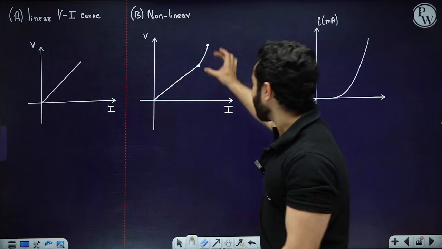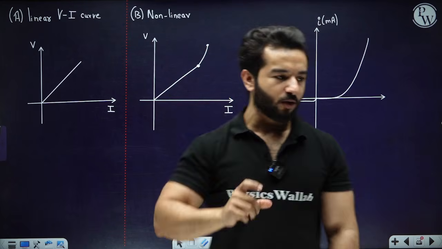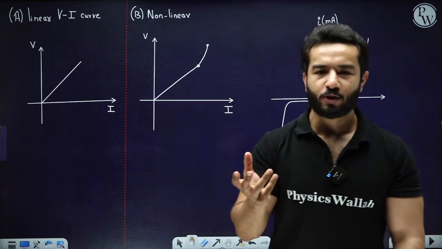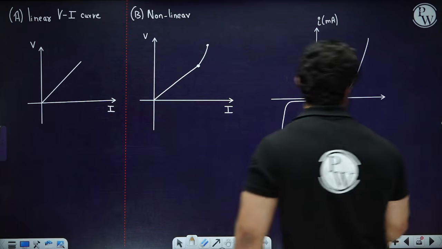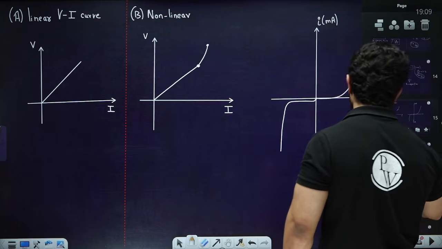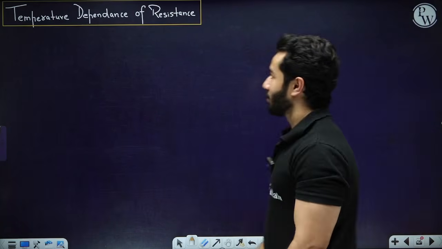But at these individual points, you can still find out the value of resistance, because you can find out the value of R by taking the slope. So now let's move on to something that is known as temperature dependence of resistance.